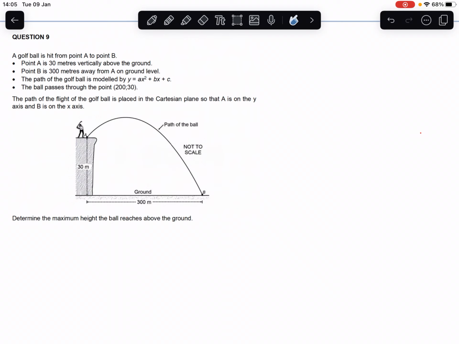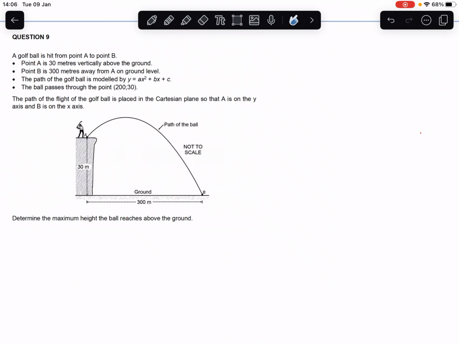Point A is 30 meters vertically above the ground, okay? Point B is 300 meters away from A on ground level. So the horizontal distance between A and B is 300 meters. Nice. The path of the golf ball is modeled by y is equal to ax squared plus bx plus c. Parabola, right? A quadratic function.